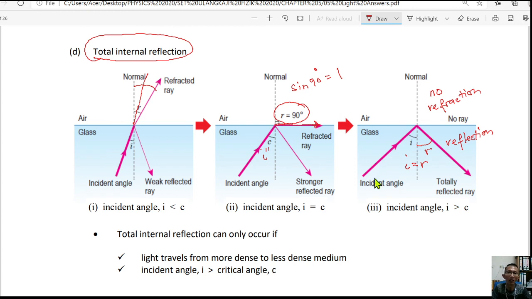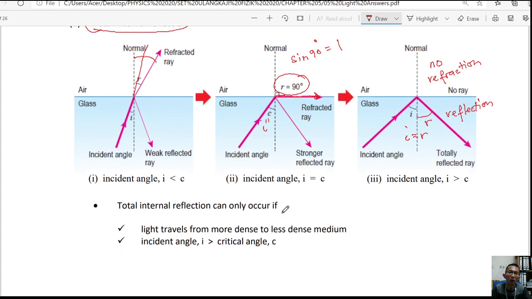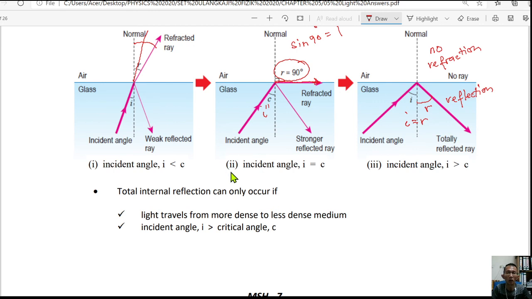So if this happens, then we say we have total internal reflection. Okay, pantulan dalam penuh. So for a total internal reflection to occur, you must have these two. First, light must travel from more dense to less dense medium. And two, the angle of incidence must be greater than the critical angle. So these two are the conditions for total internal reflection to happen.